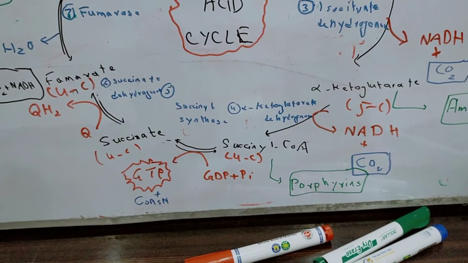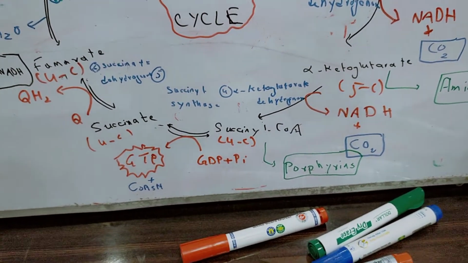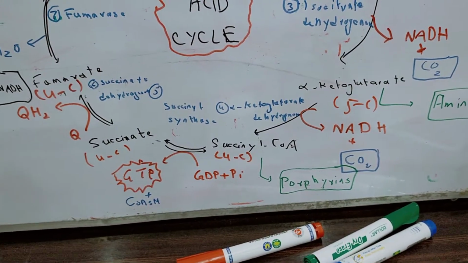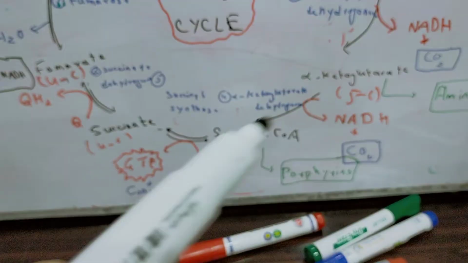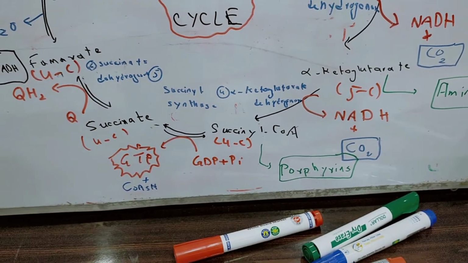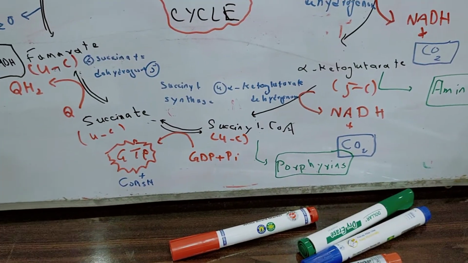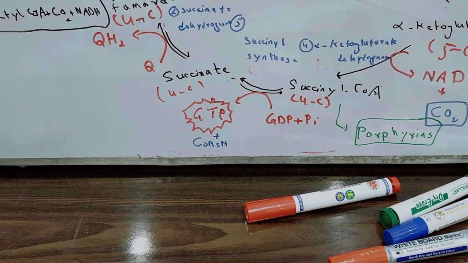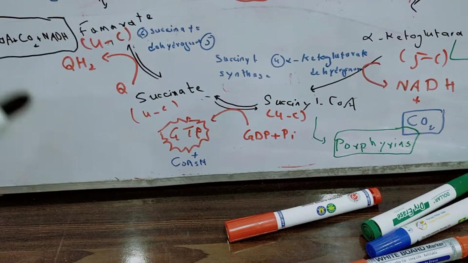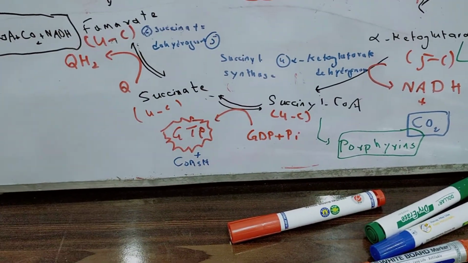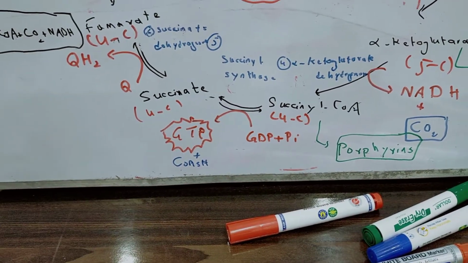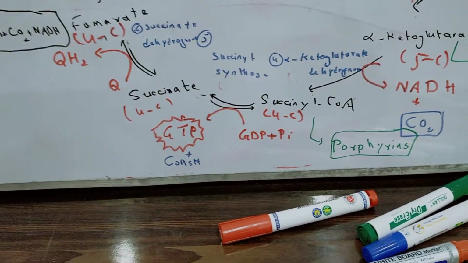In the next step, from alpha-ketoglutarate, the 4-carbon compound succinyl-CoA will be produced, and this step also involves removal of carbon in the form of carbon dioxide along with reduction of NAD forming NADH. Then succinyl-CoA will be converted into succinate, and this step involves formation of energy in the form of GTP in animals. However, in plant cells, it involves formation of ATP from ADP and Pi.